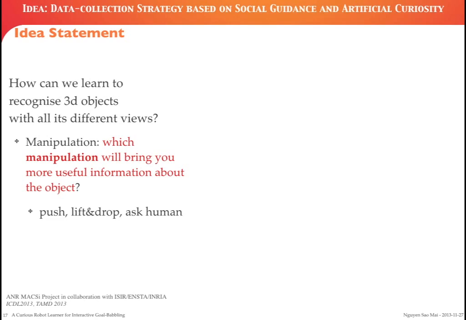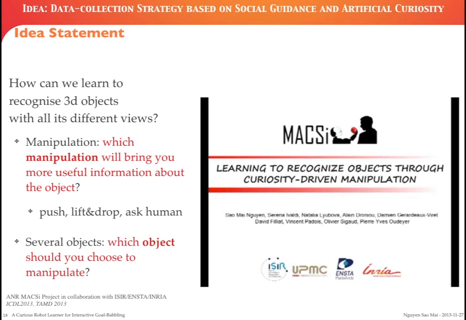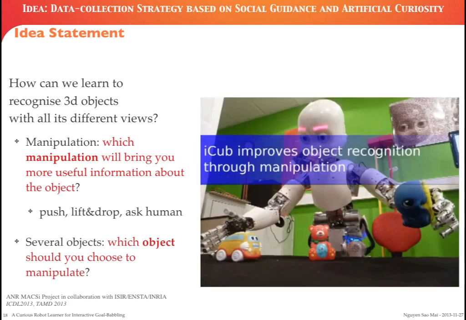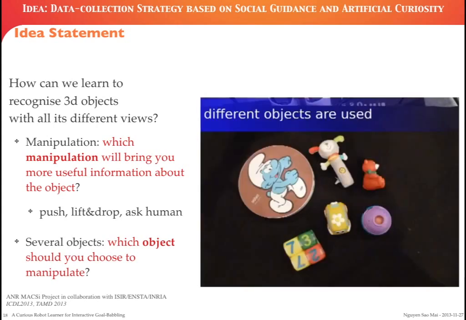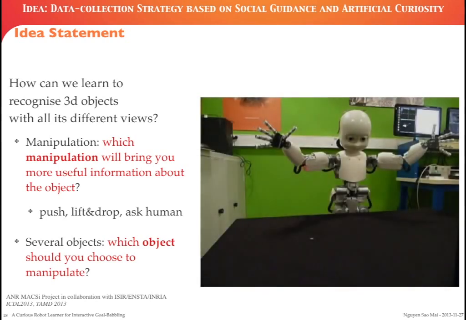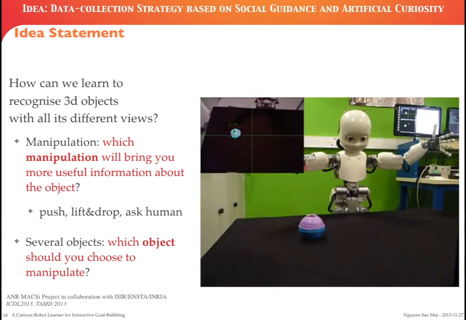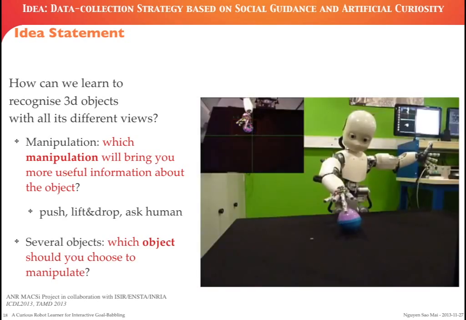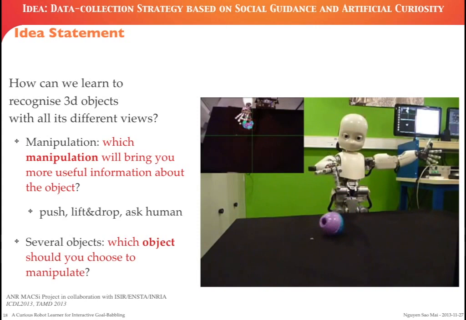And if you have not only one object, but several objects, then you also should decide at each moment which object you want to manipulate. So we have several objects here. We have the robot learner, this iCub, who can take this ball and lift it and drop it. By manipulating this way, the object will land in a different position. So it will generate a new image of the object, so get more information about it.